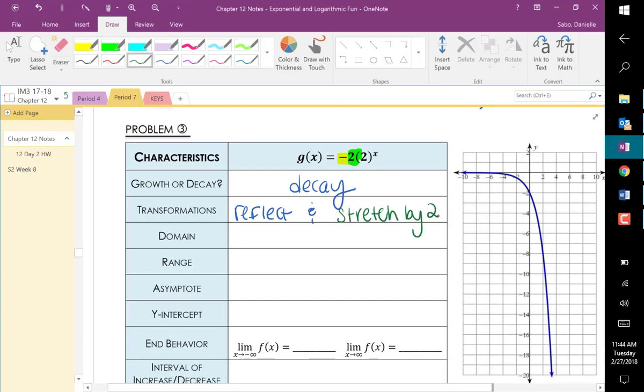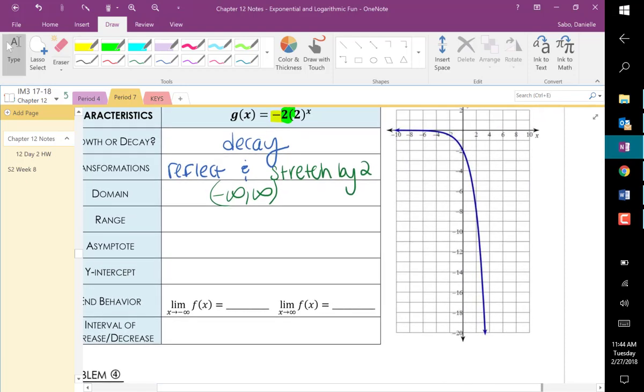What is the domain of all exponential functions? Yep, all real numbers. Now here's where the range comes in. A lot of people, across levels, get it switched. It's not infinity to 0, it's negative infinity. Yep, that's where the wall is.